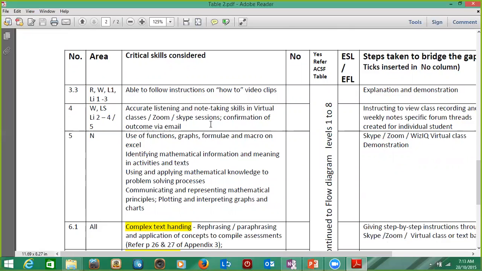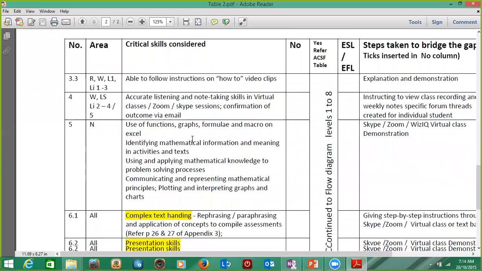Then I ask my students, after a virtual class or Zoom or Skype session, to send an email telling what you understood with this whole session. So that's to measure whether they are listening accurately and whether they would be able to take notes correctly. So that's a critical skill.